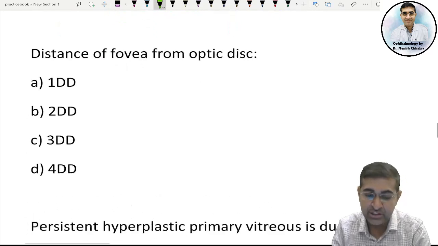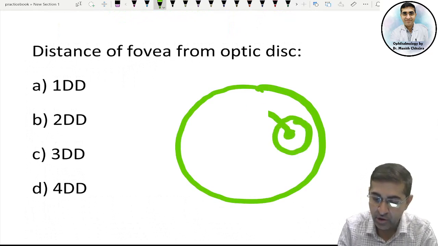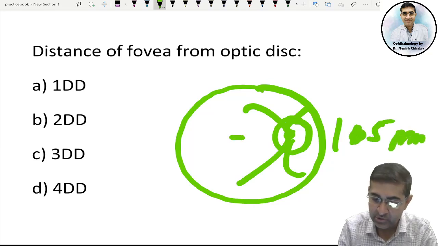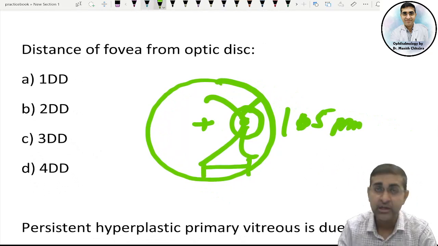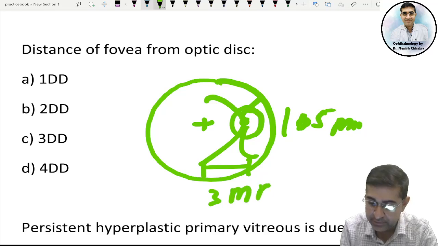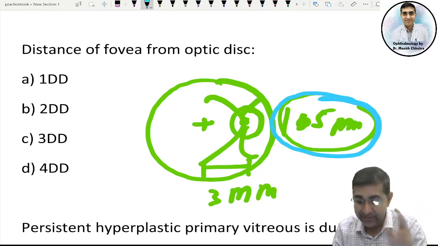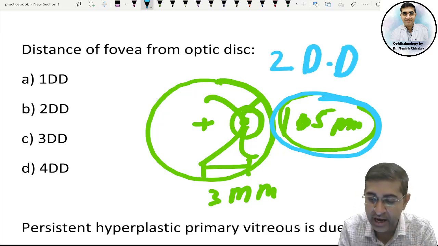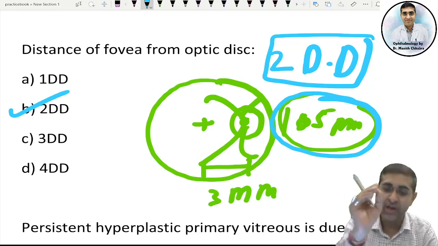Okay, now the distance of the fovea from the optic disc. So this is your retina and this is your optic nerve. So what is the diameter of the optic nerve? 1.5 millimeter. So this is your fovea. The distance between the fovea and the optic nerve head is actually 3 millimeter, and I told you the diameter of the optic nerve head is 1.5 millimeter. When it is 1.5 millimeter and the distance is 3 millimeters, that actually means 2 disc diameters. So 2 disc diameters is 2 into 1.5, which is 3 millimeter, and hence the answer here.